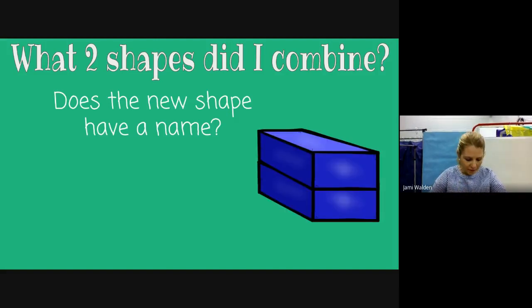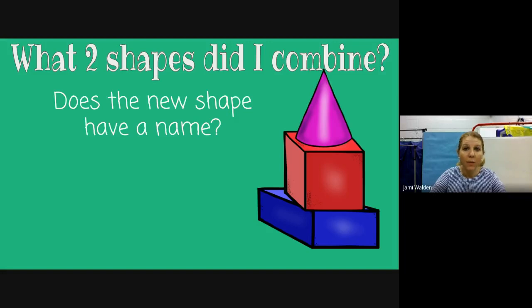What do I have here? I started with two flat rectangular prisms, and I put them together. And what do they form? Does it have a name? Yes, it's just a bigger rectangular prism. Now going back to our cone and our cylinder, did that shape have a name? No, it didn't have a new name.